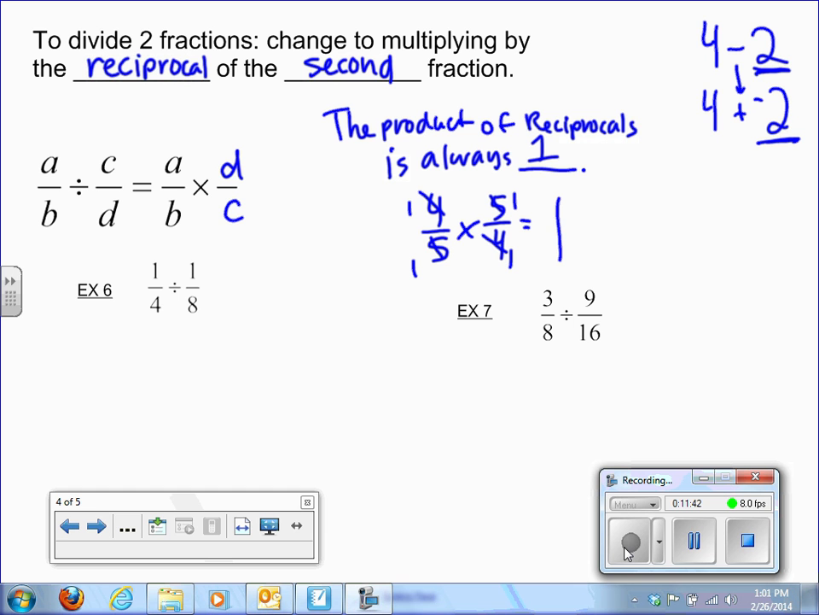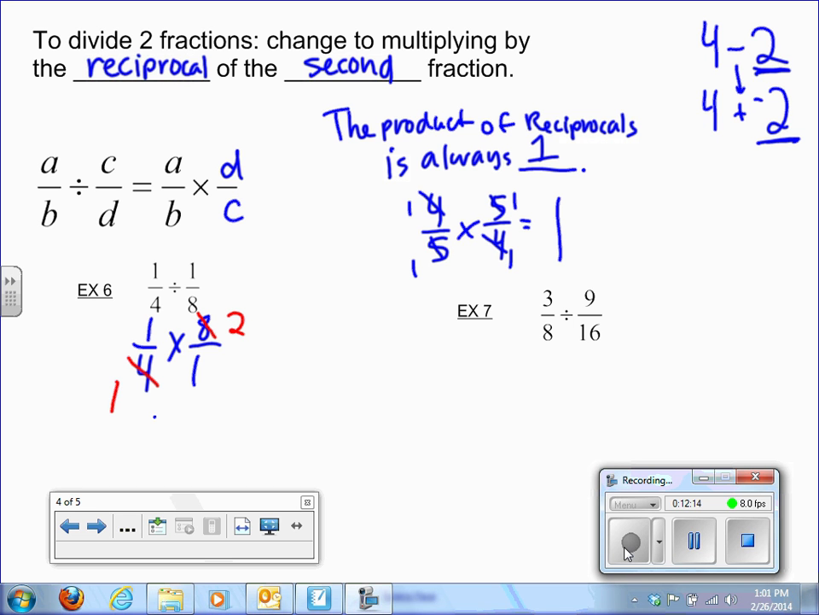All right, let's look at example 6. 1/4 divided by 1/8. I need someone to rewrite that with multiplication. Christopher. 1/4 stays the same. Good. Times 8 over 1. Good. We take the reciprocal of the second fraction. Once we have multiplication, now we can what? Simplify. 4 becomes? It can become 1. 8 becomes? 2. My answer is?